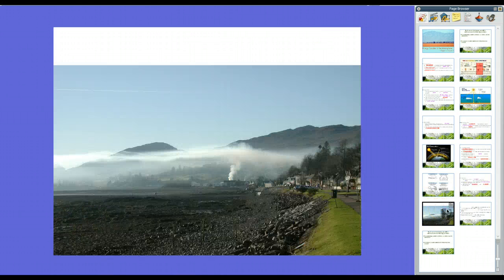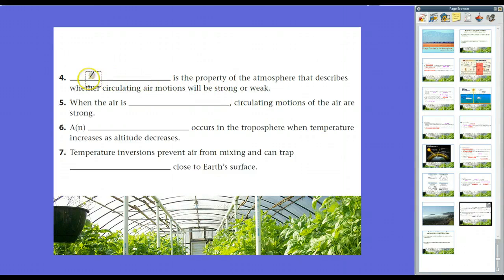Now, let's talk about stability. Stability is the property of the atmosphere that describes whether circulating air motions will be strong or weak. If you don't have a lot of difference in temperature, the air will be very stable. Because there isn't a big difference in temperature, air won't be moving around. When air is unstable, circulating motions of the air are strong.